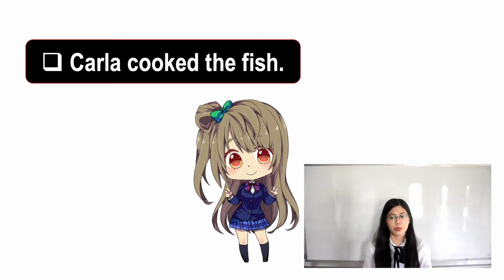How about our predicate? So our predicate here is the word cook because it is a verb, an action verb. It tells something about the subject. If we are going to ask, what did Carla do? The answer is, she cooked the fish.